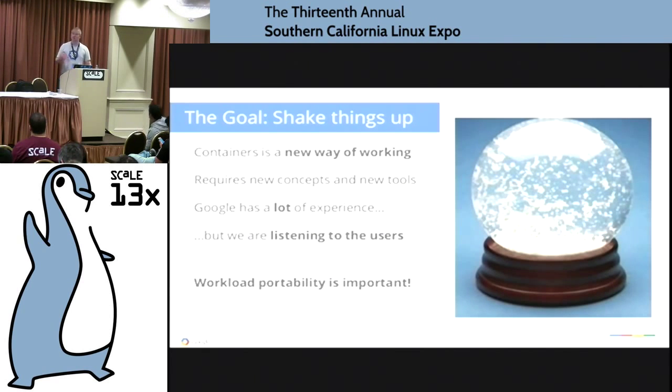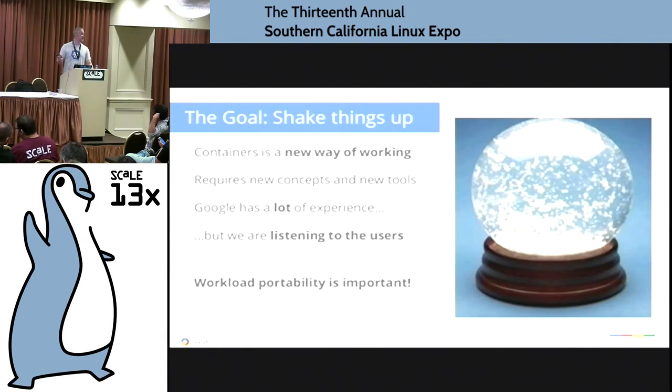It requires new tools. It requires people to really change the way they build applications and the way they think about stuff. We have a lot of experience, but we know that we can't go out and prescribe how people should do things. So we're trying to listen to the users. We're trying to build a system that the users actually want. In a lot of cases already, we've put stuff into Kubernetes that we would not have done for Google, right? But that are directly the response of what users who want to use the system have asked for.